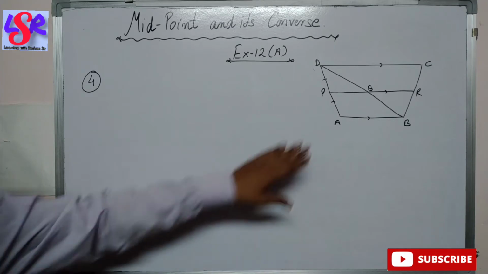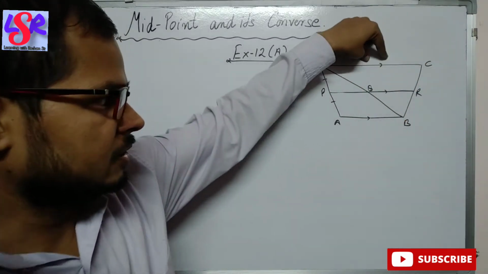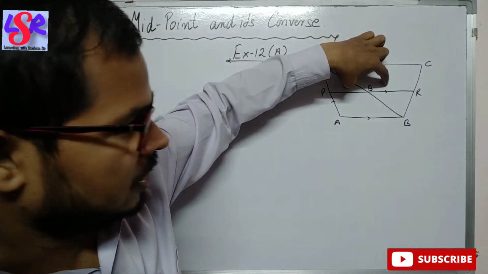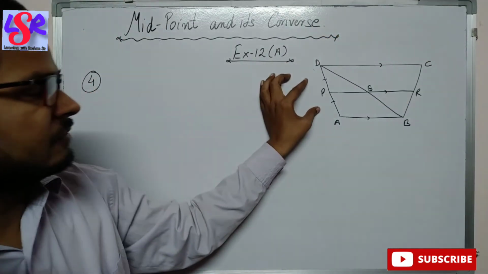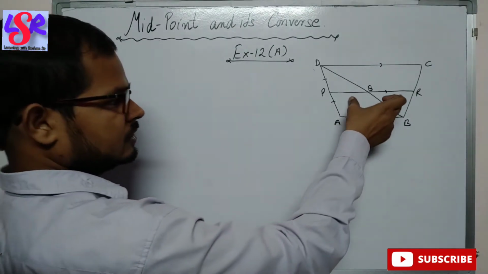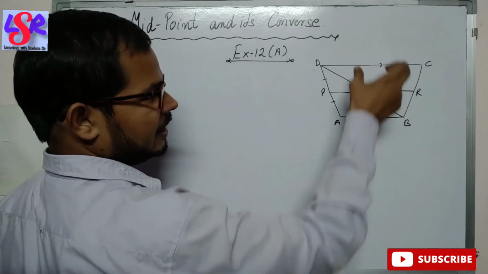Here we have this figure in which AB is parallel to CD and AB is also parallel to PR. Now P is given as the midpoint of the side AD and we have to prove that PR equals half the sum of AB and CD.